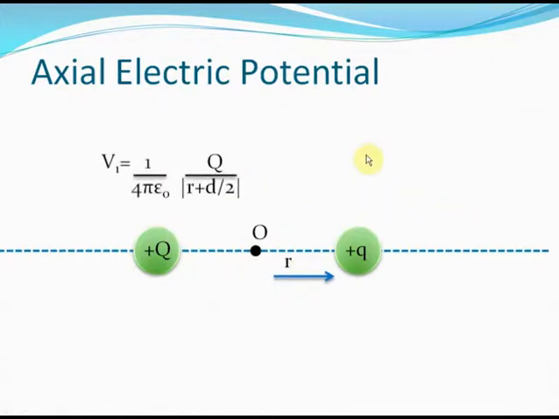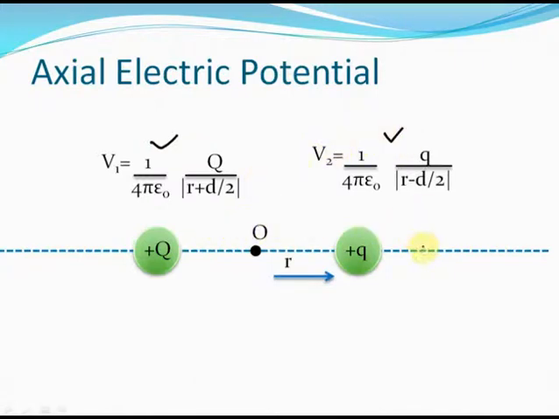As you can see, the potential due to the plus capital Q charge will be V1 equal to 1 by 4 pi epsilon naught into Q by modulus of R plus D by 2. Similarly, the potential due to the small plus q charge will be V2 equal to 1 by 4 pi epsilon naught into q by R minus D by 2. You can yourself calculate the value of this potential. Let me explain how V1 was this expression and V2 was this expression.